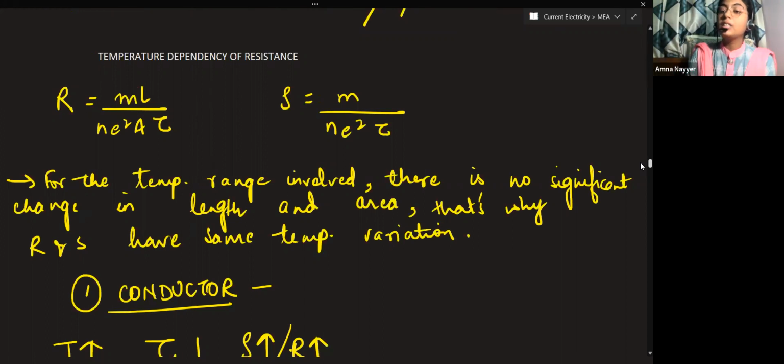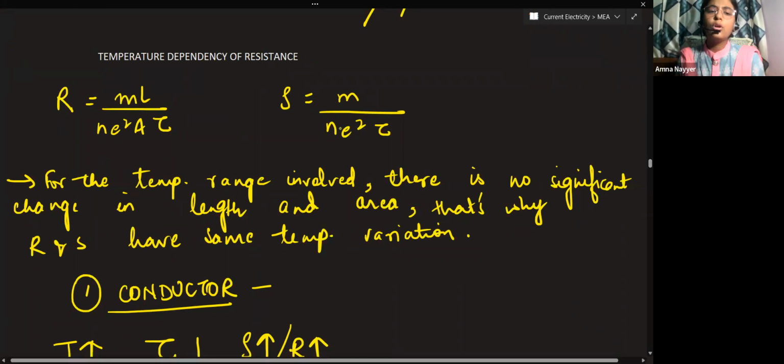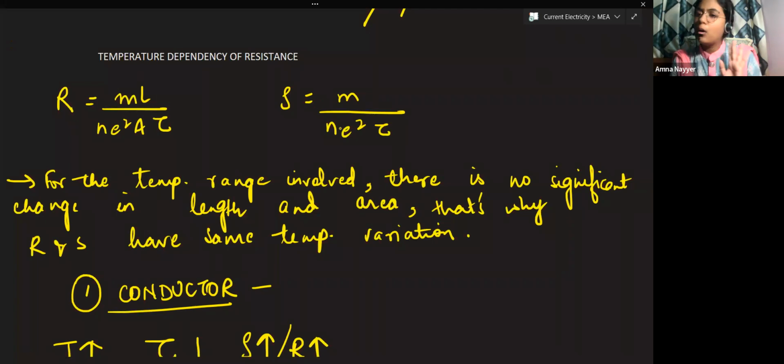And if temperature increases, then number density increases. So according to that, resistivity should decrease, but resistivity and resistance, both of these are still increasing. Electronic charge, you all know, is fixed, 1.6 into 10 to the power minus 19. Tau we have discussed.